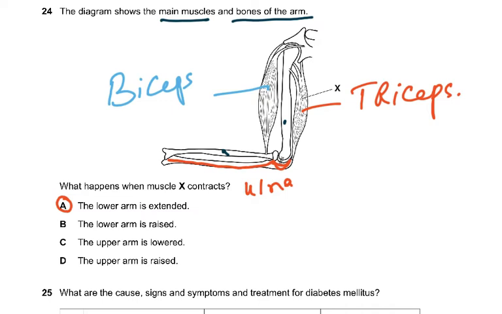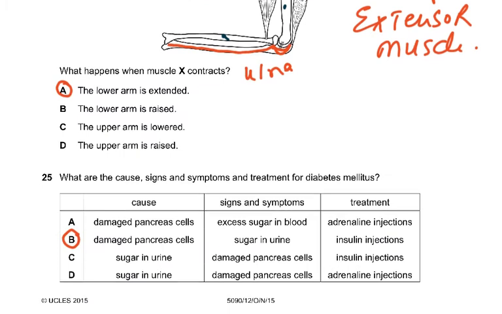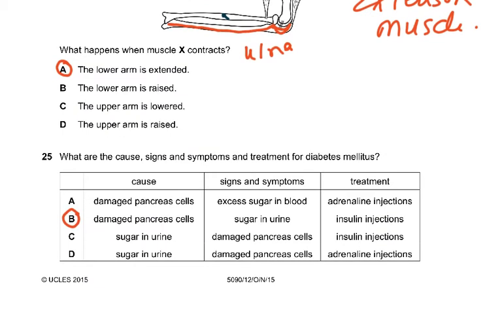So what happens when muscle X contracts? Yes, the lower arm is extended. That's why triceps is also called the extensor muscle. So it's extended. So this is how we had to do this part. So you have to understand the English, the biological English.